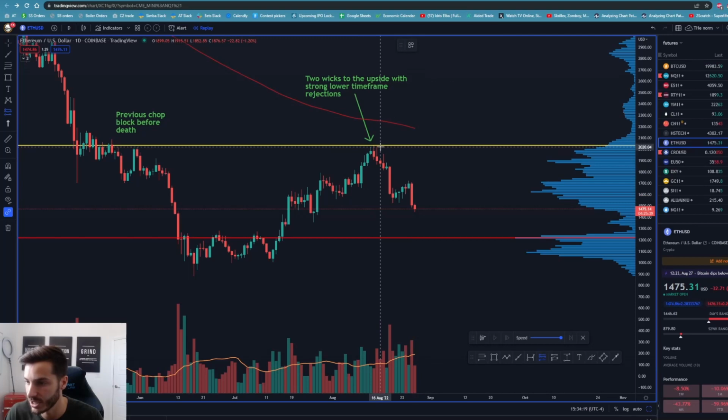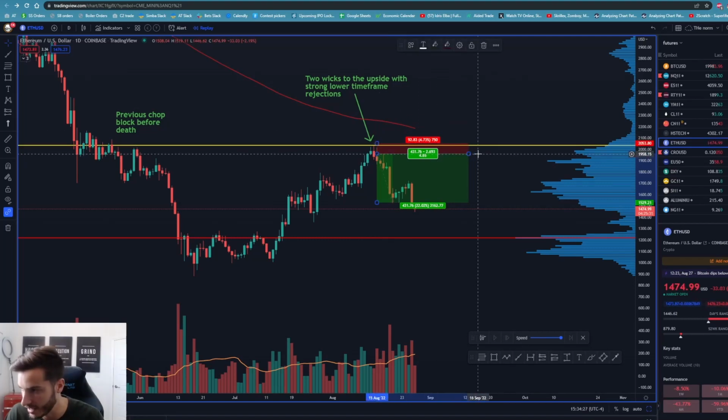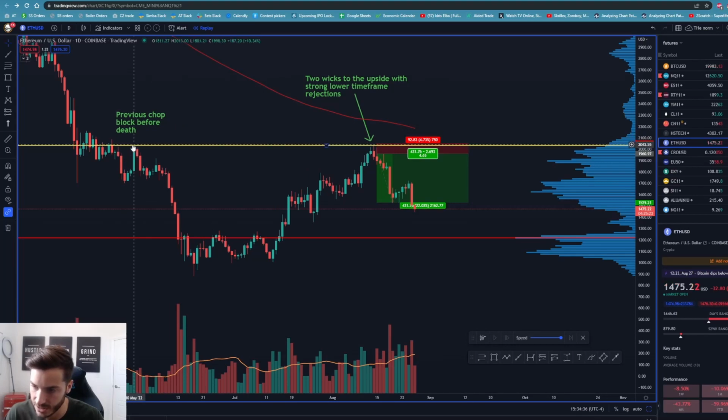And really how you would take a short is you'd enter at the end of the day, because you want to wait for the candle to close. Let's just say we entered right here at 1960. I entered around 1970 for this one. Your stop loss you would put somewhere above these wicks, above this line that we drew back from here. So somewhere above 2050 or right at 2050 or so.